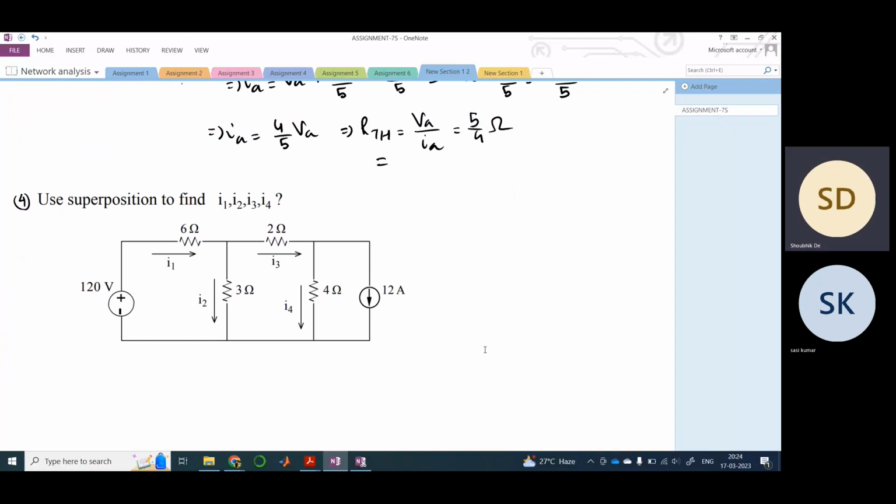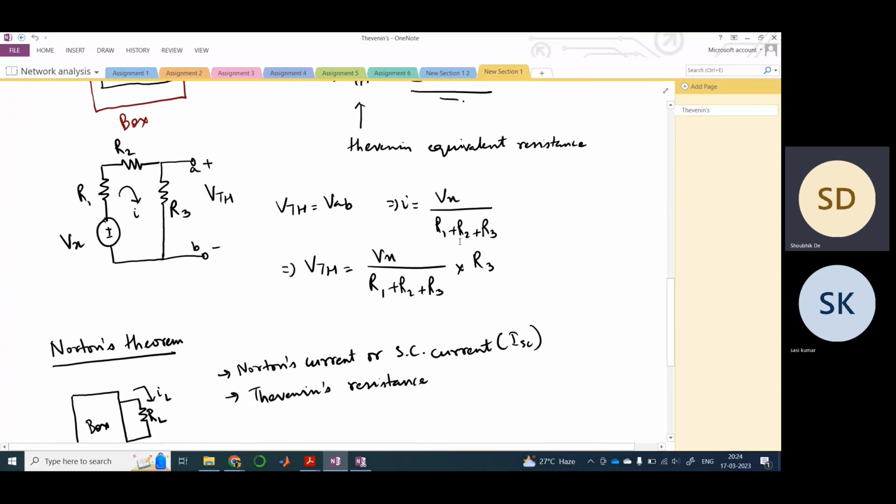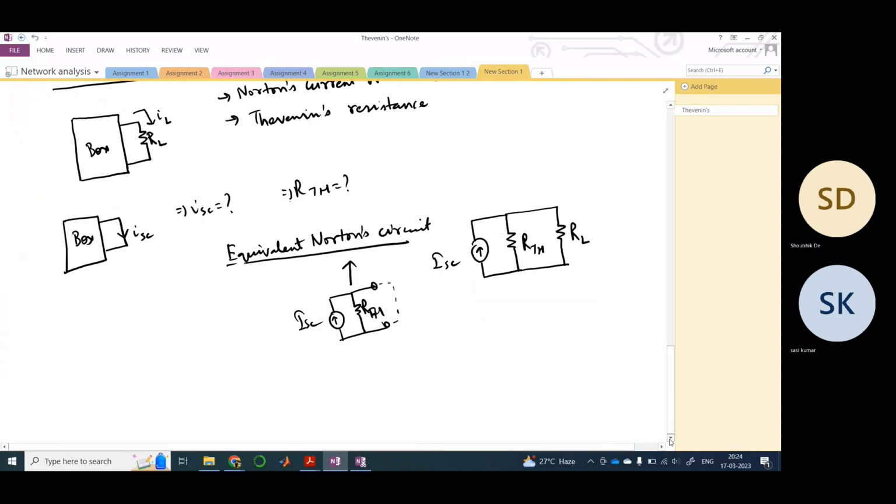So lastly, we come to this concept of superposition principle or theorem. So what is superposition? Let us quickly see here.